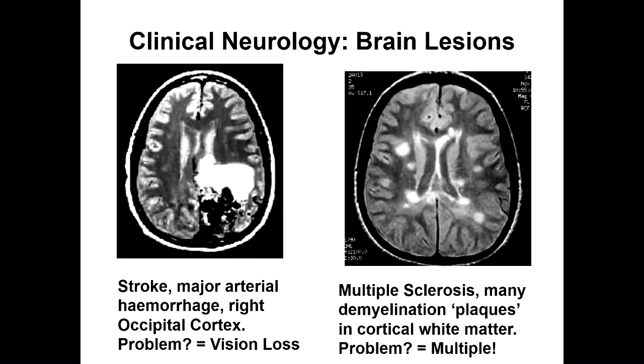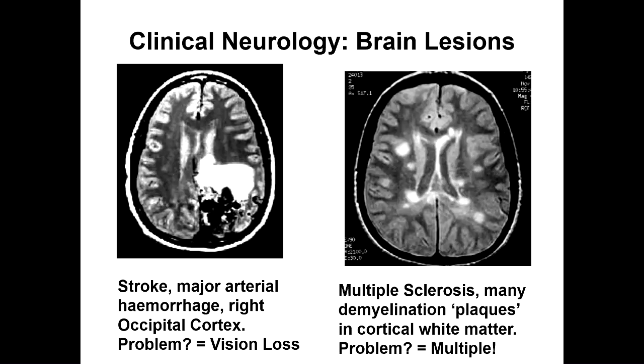In fact, this stroke is so large that they didn't really need to do an MRI scan. This would have been revealed quite adequately with a CT scan. So I'm not sure why they did MRI. In general terms, CT scans are cheaper and easier to do than an MRI.